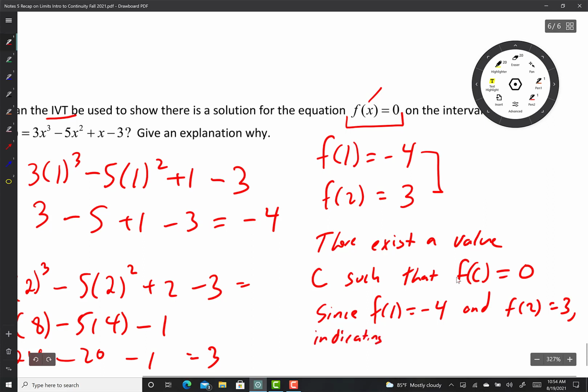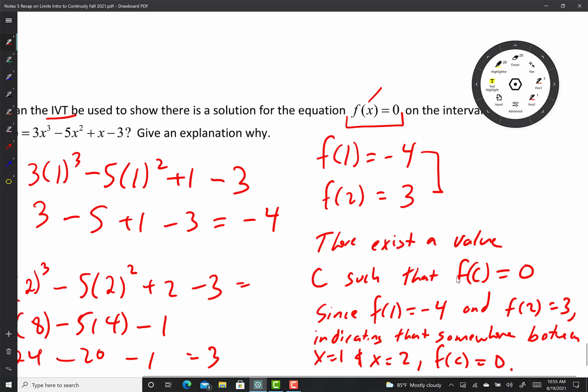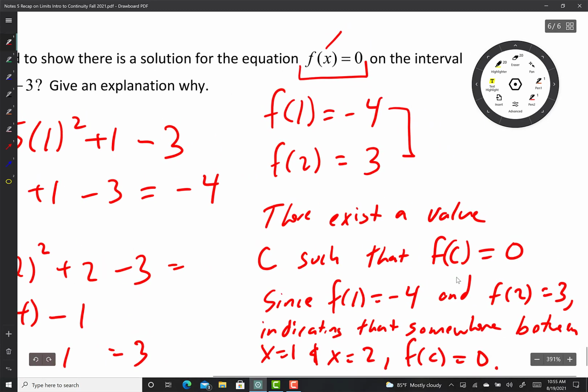indicating that somewhere between x equals 1 and x equals 2, f of c was 0, period. I think that makes sense, but I don't know if it makes sense to you guys. Let me read it. There exists a value c such that f of c equals 0. Oh, and I guess I got to tell you where c is, right? C is between 1 and 2.